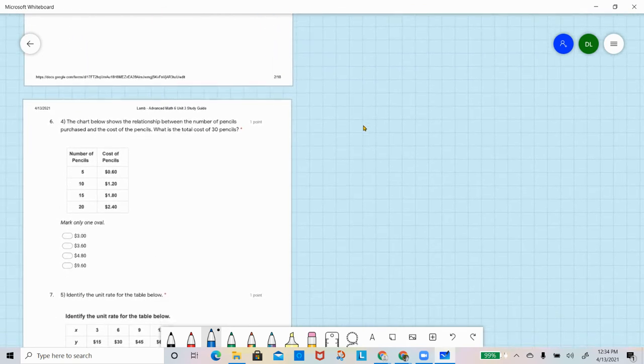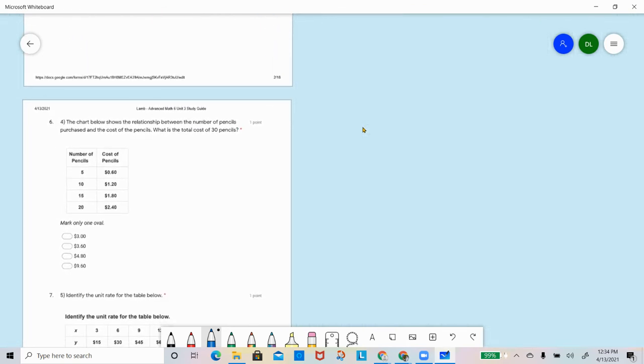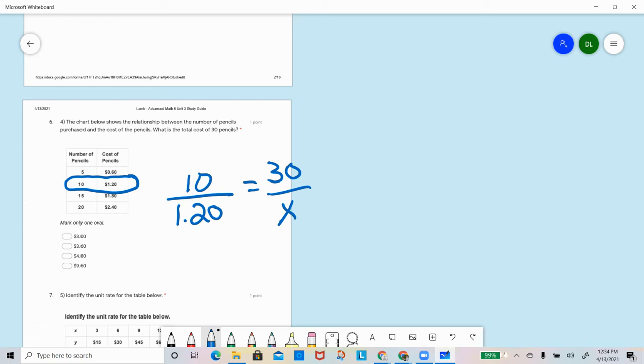So down here we have question number 4. It says the chart below shows the relationship between the number of pencils purchased and the cost of the pencils. What is the total cost of 30 pencils? Well, this is the easiest way probably to do it. We know that 10 pencils are $1.20, right? So if 10 are $1.20, and we want to know what 30 are, we can find this missing thing just by multiplying $1.20 times 30 and then dividing by 10.